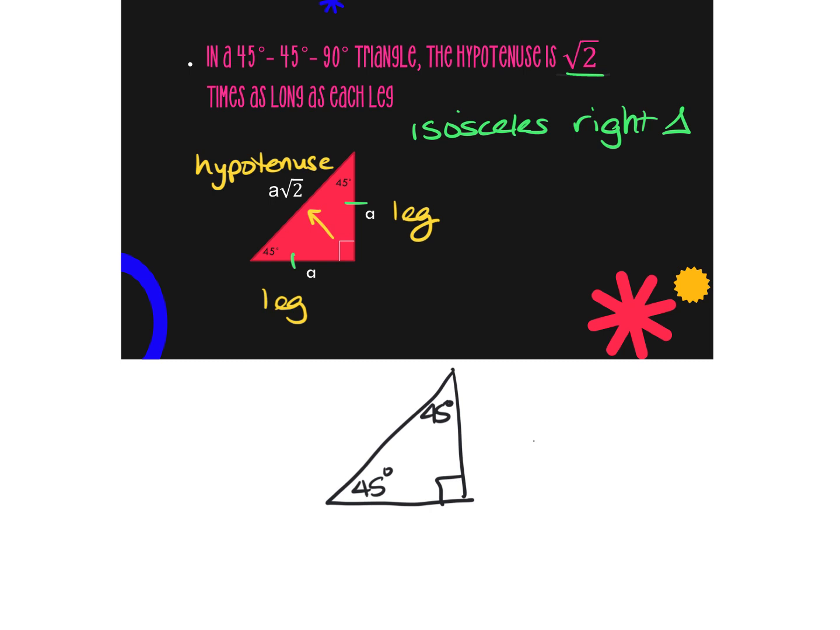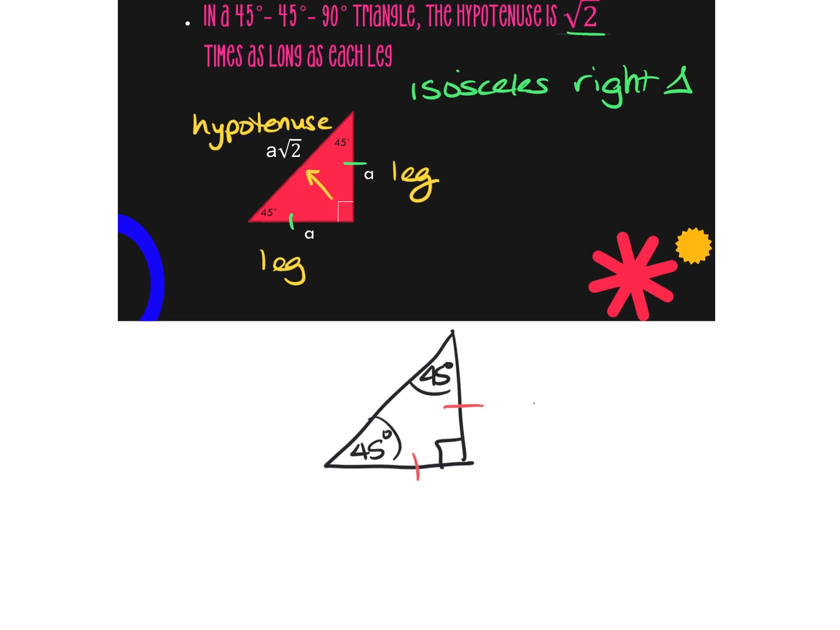We learned when we covered isosceles triangles that if you have two congruent angles, then the two sides across from those angles are also congruent. So since this is a 45-45-90 right triangle, I'm going to label my legs as A. You don't have to use the variable A. That's generally what I use. In the homework, they may have an X there. But just know that those are going to have the same letter because they're congruent. And then the hypotenuse is going to be whatever A is times the square root of 2.